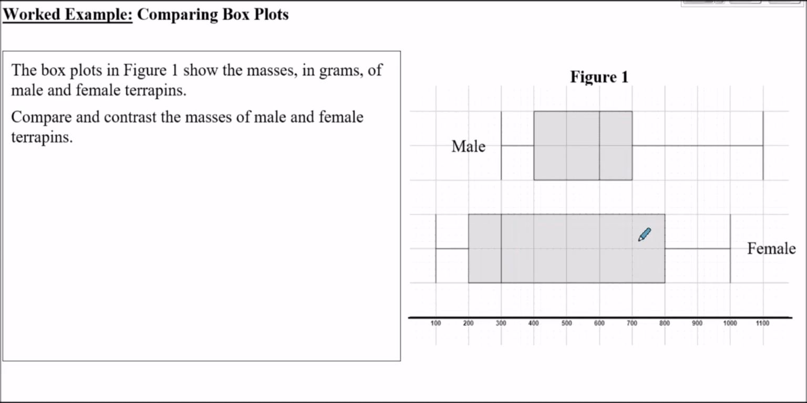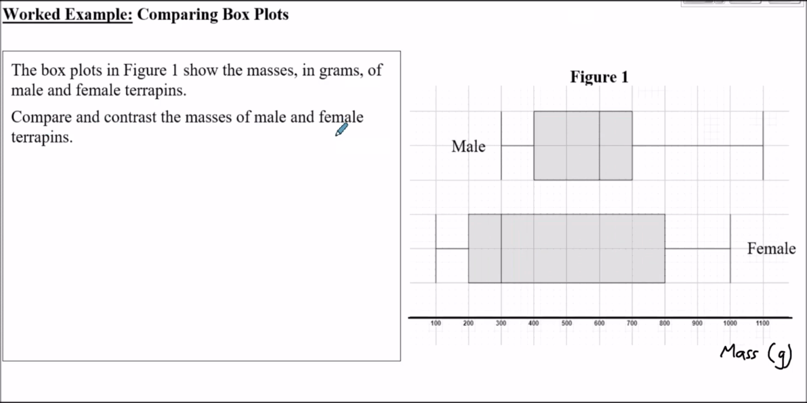So let's have a look at a worked example of how we can do this. We've got two different box plots here, and these box plots show the masses in grams of male and female terrapins. So this scale here on the bottom is masses in grams. I'll just label this on to make it perfectly clear. Always include units if you know them. So what we need to do now is to compare, which means to show similarities if you can, and contrast, which means any differences. So compare and contrast the masses of the male and female terrapins.